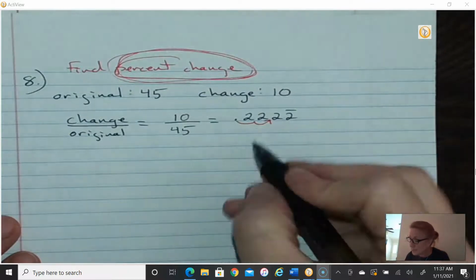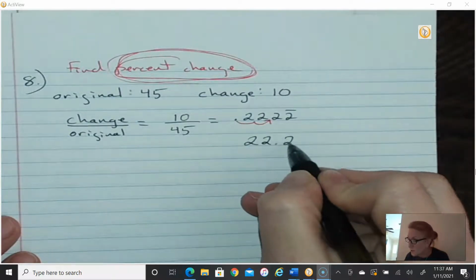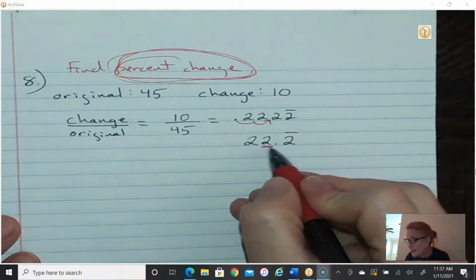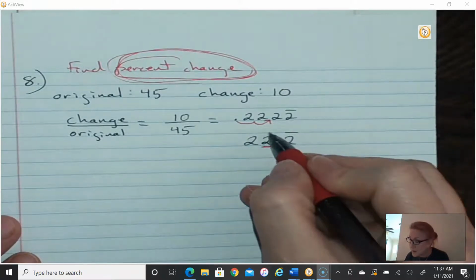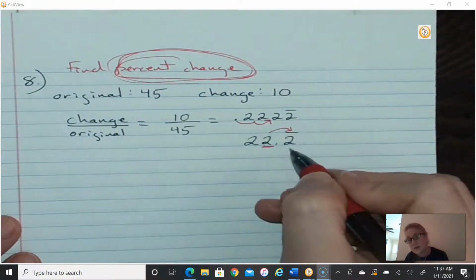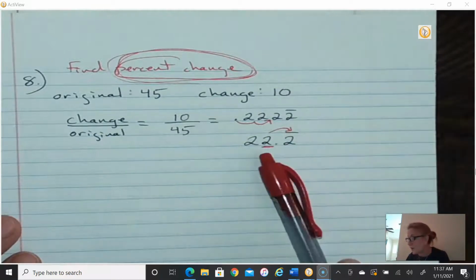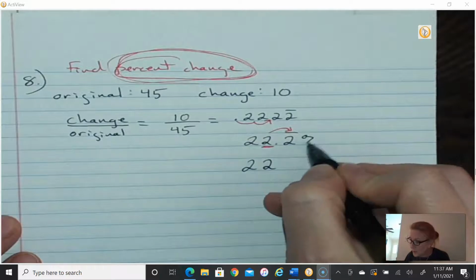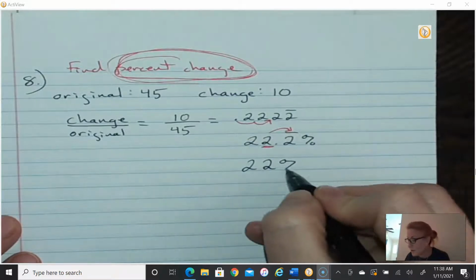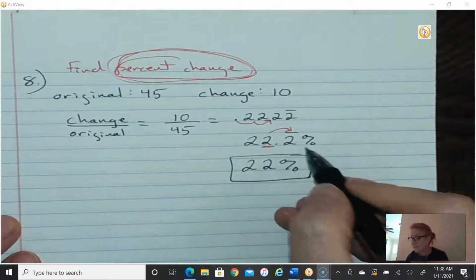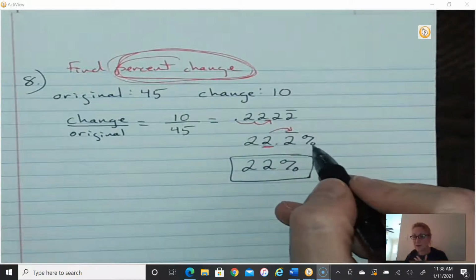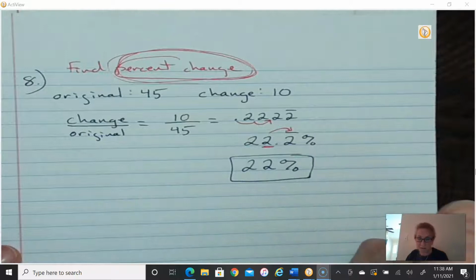All right, and it's 22.2 repeating, but the directions say to round to the nearest whole number. This would be your nearest whole number. You would look to the right. That 2 is less than 5, so that 2 stays the same. So your answer, oops, I forgot to put my percent. Your answer is 22%. So when we moved the decimal over, it became a percent. That's my fault. I forgot to write that there.